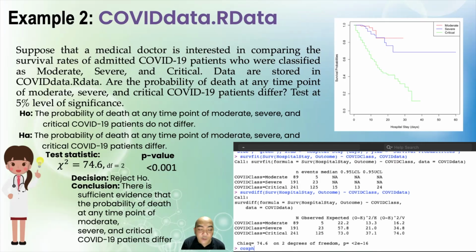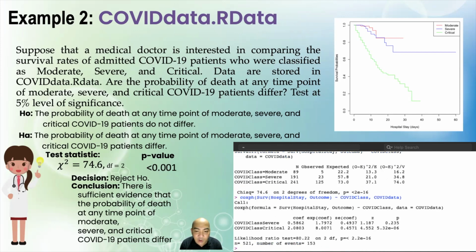So for us to perform the Cox proportional hazard regression model, also known as the Cox regression model, all we have to do is type coxph, and then in parentheses the same function Surv, with capital S, in parentheses hospital stay, comma, outcome, then tilde, and then COVID class. And then the data, we have the COVID data.